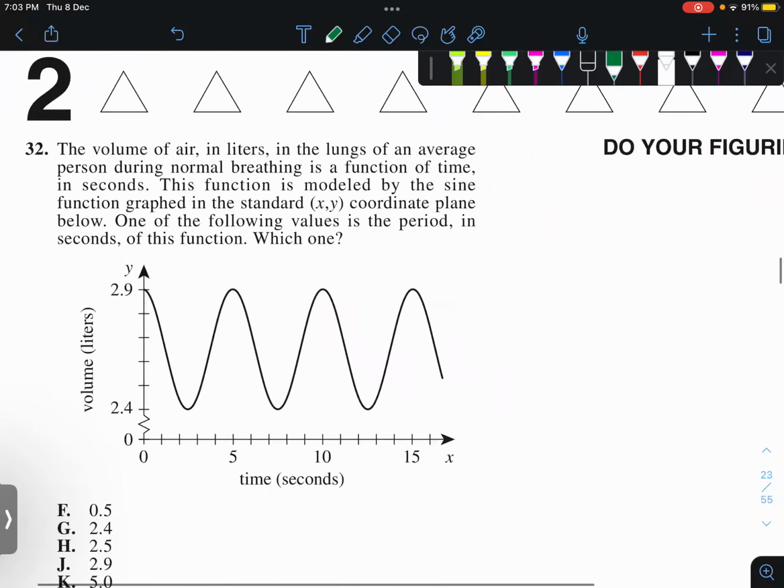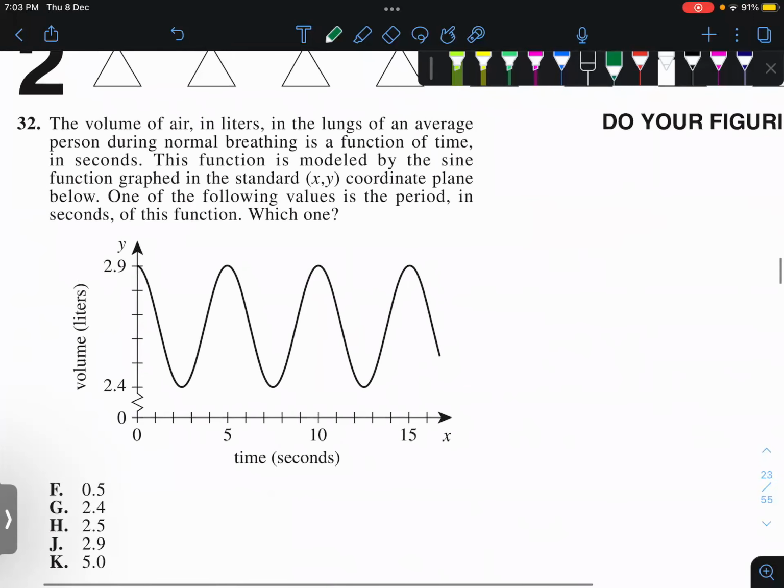The volume of air in liters in the lungs of an average person during normal breathing is a function of time in seconds. This function is modeled by the sine function graph in the standard coordinate plane below. One of the following values is the period in seconds of this function. Which one? What's the period here of the sine function?